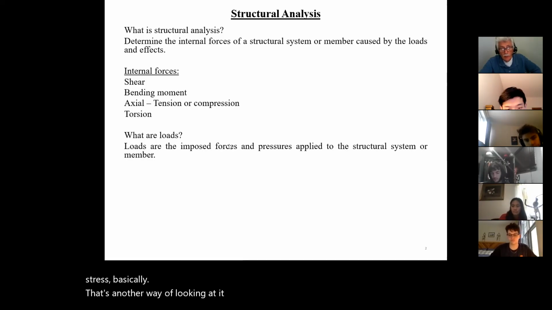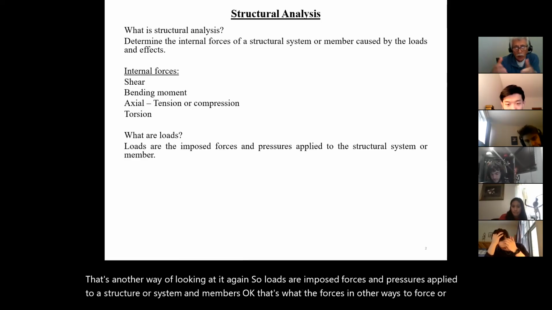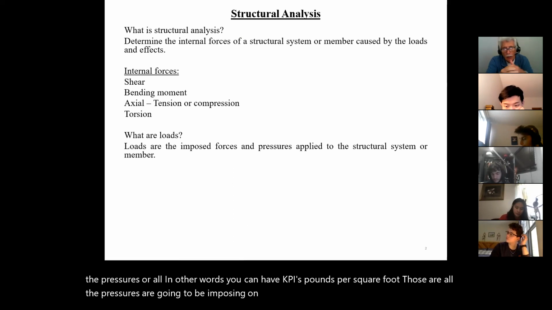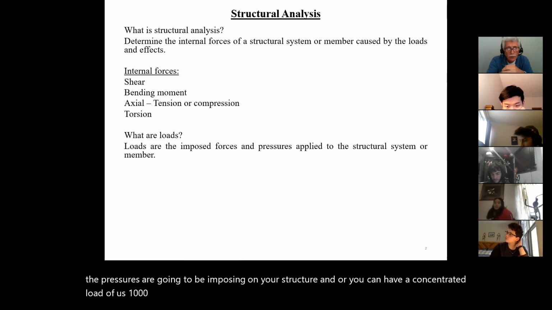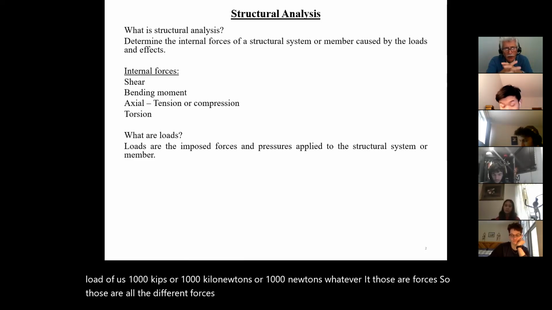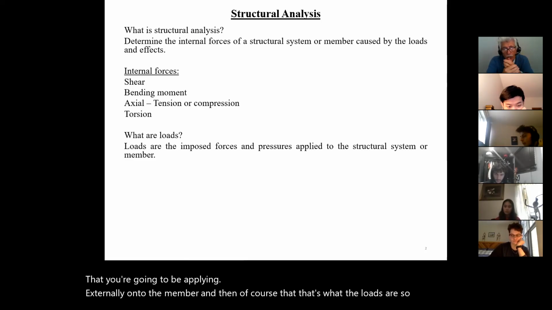So loads are imposed forces and pressures applied to a structure or system and members, okay? In other words, the loads are all the pressures, where you can have kPa or pounds per square foot. Those are all the pressures that you're going to be imposing on your structure. Or you can have a concentrated load of 1,000 kips or 1,000 kilonewtons or 1,000 newtons, whatever it is. Those are forces. So those are all the different forces or pressures that you're going to be applying externally onto the member, and of course that's what the loads are. You can also have what we call effects.